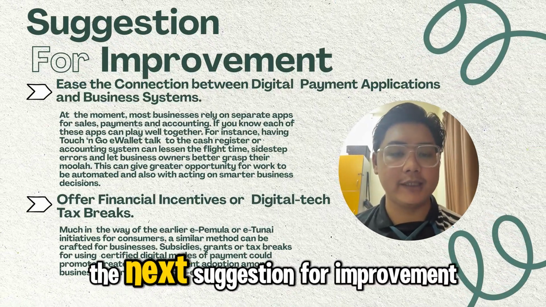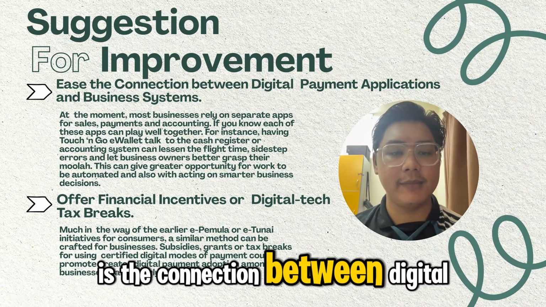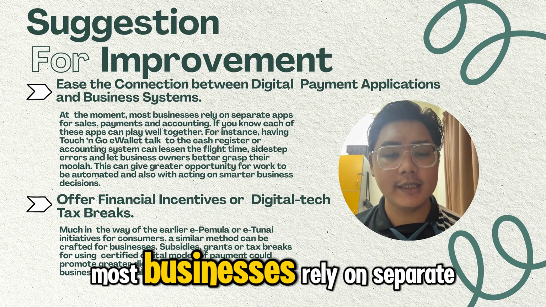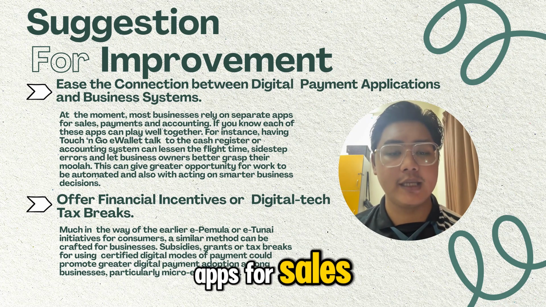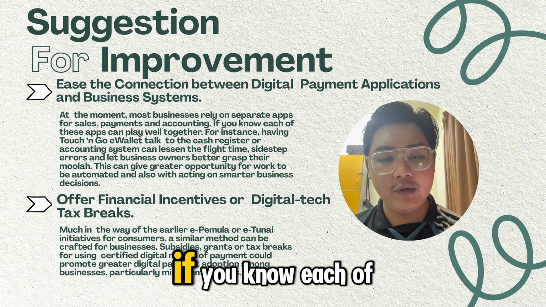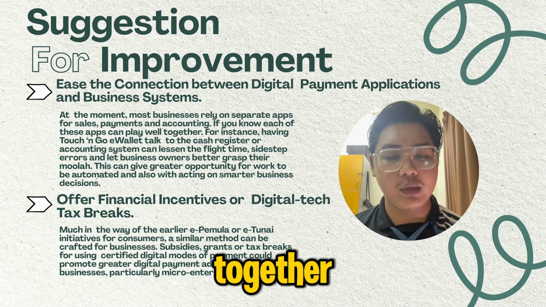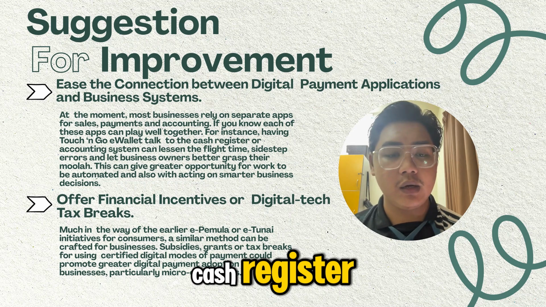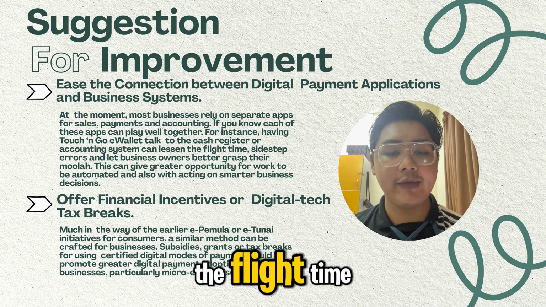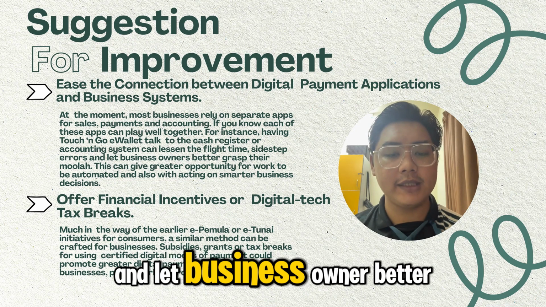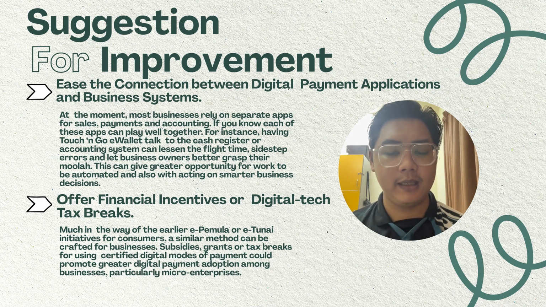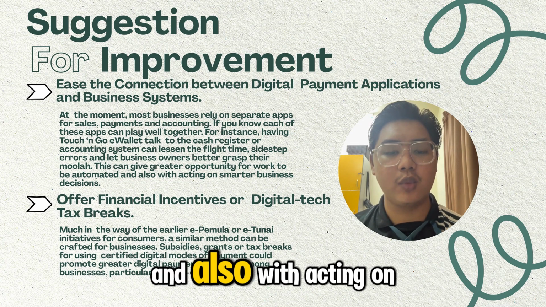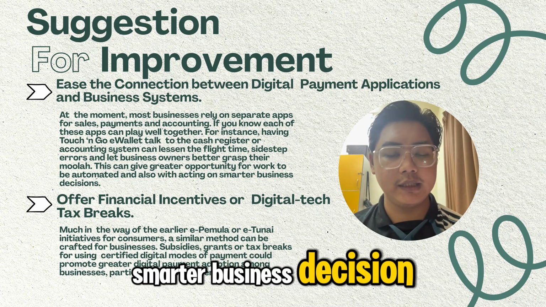The next suggestion for improvement is to ease the connection between digital payment applications and business systems. At the moment, most businesses rely on separate apps for sales, payment, and accounting. If each of these apps can work well together, for instance, having the TNG e-wallet talk to the cash register or accounting system, it can lessen the time spent, sidestep errors, and let business owners better grasp their finances. This can give greater opportunity for work to be automated and for acting on smarter business decisions.